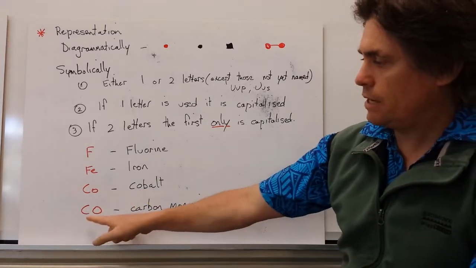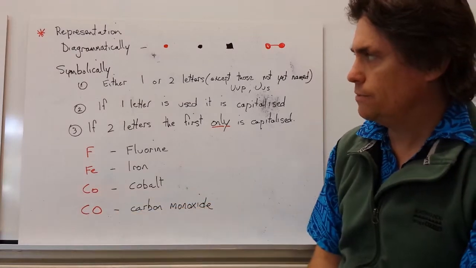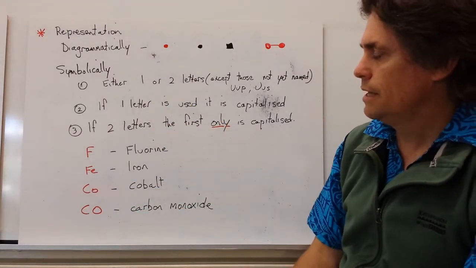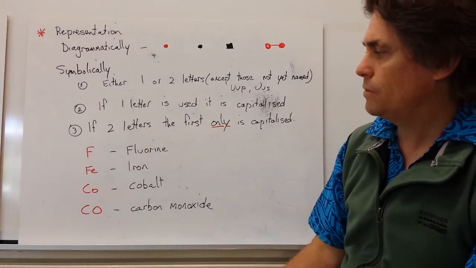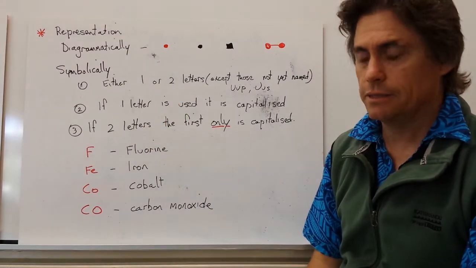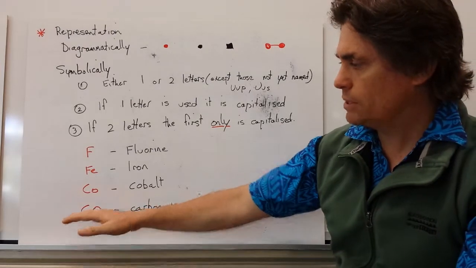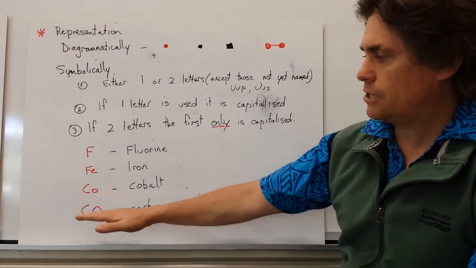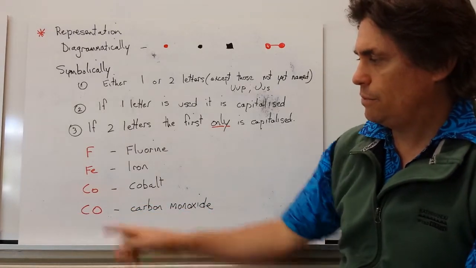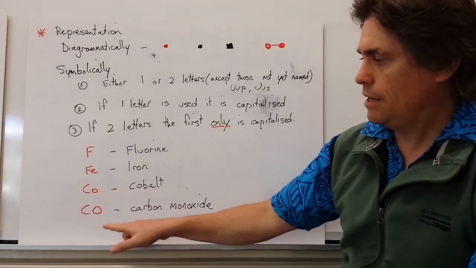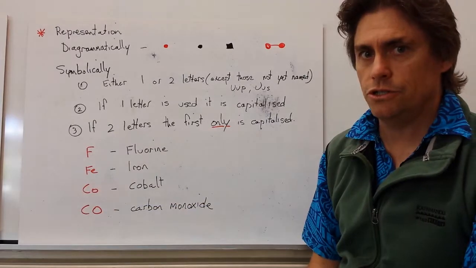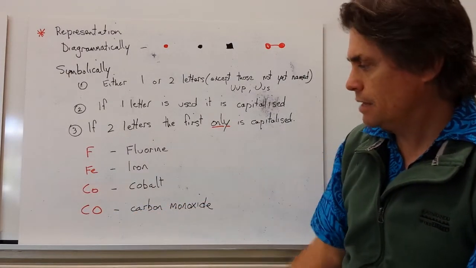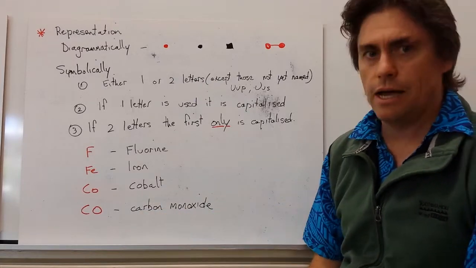And then finally I've got a capital C and a capital O. Now according to our rules up here, we've got 2 letters, but only the first one should be capitalized. So this particular representation here is not a single element, but it's actually 2 elements together. We have a capital C, which is carbon, and we have a capital O, which is oxygen. This is a compound rather than an element, and we call this compound carbon monoxide.